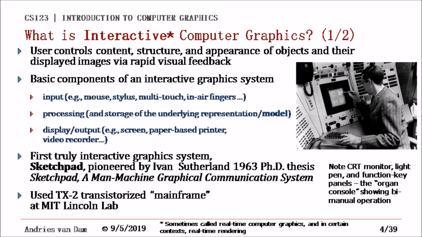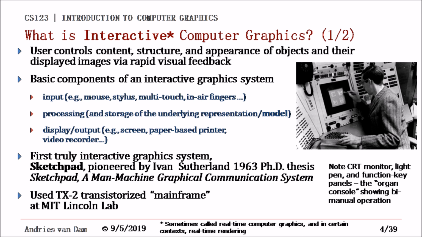So come to the point, what is interactive computer graphics? The user controls the contents, structure and appearance of objects and their displayed image via rapid visual feedback. There are three basic components for an interactive computer graphics system. Number one, input, for example mouse, stylus, multi-touch, in-air fingers, etc. Number two, processing and storage of the underlying representation model. Number three, display or output, for example screen, paper-based printer, video recorder, etc.